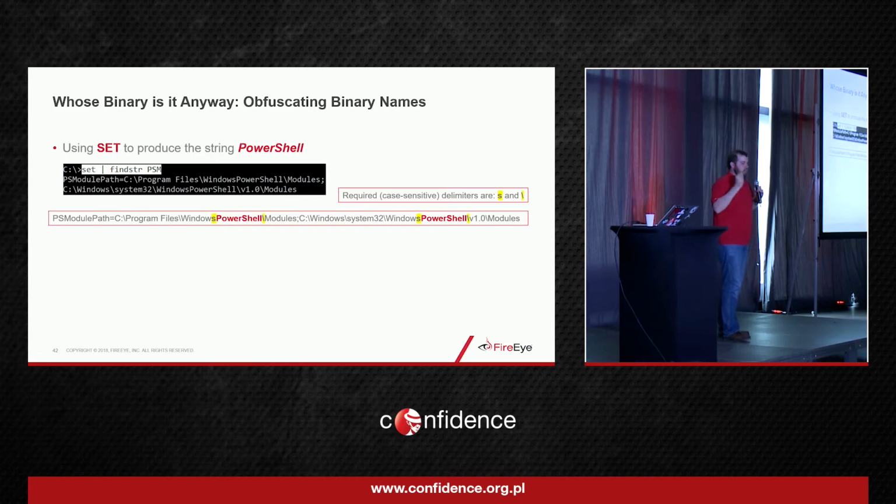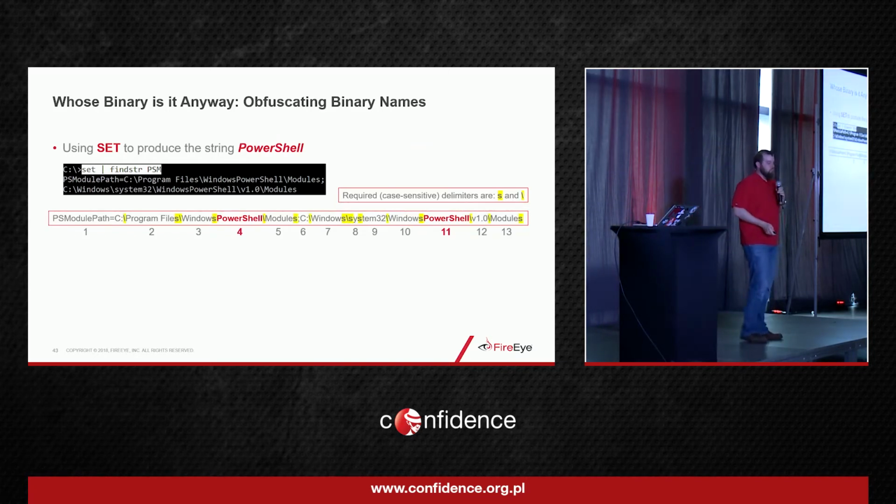In this case, the backslash and the lowercase s are the 2 delimiters that I need to delimit this entire payload on. So if I delimit on the lowercase s and the backslash, it breaks this up into 13 pieces, where I'm interested in piece number 4 and piece number 11, both containing the string PowerShell.